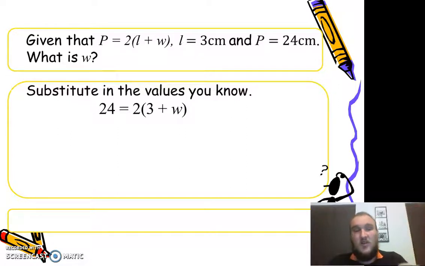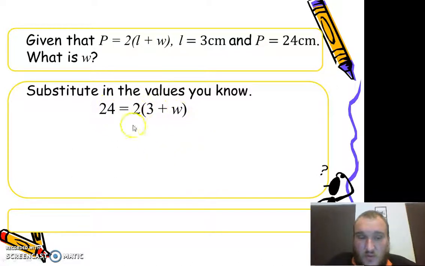Given that P equals 2 outside the bracket L plus W, L equals 3 centimeters and P equals 24 centimeters, what is W? Good question. Anyway, we're going to substitute our values in to our equation. So we know that P is 24. We know that L is 3. So all of a sudden we've just got the W that we don't know, which is what we want to find out.